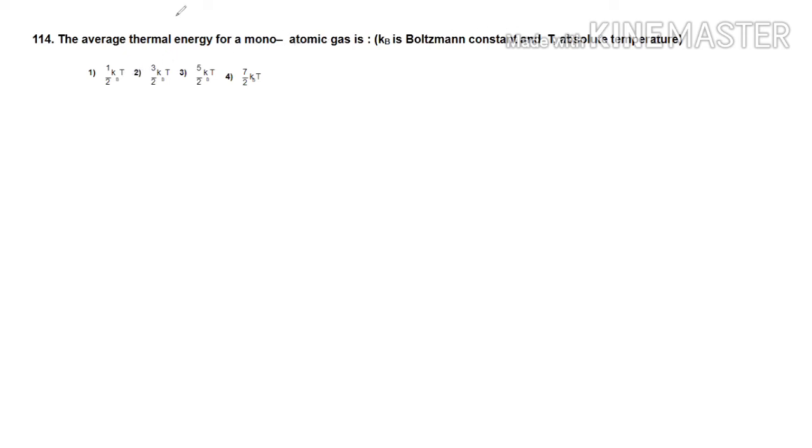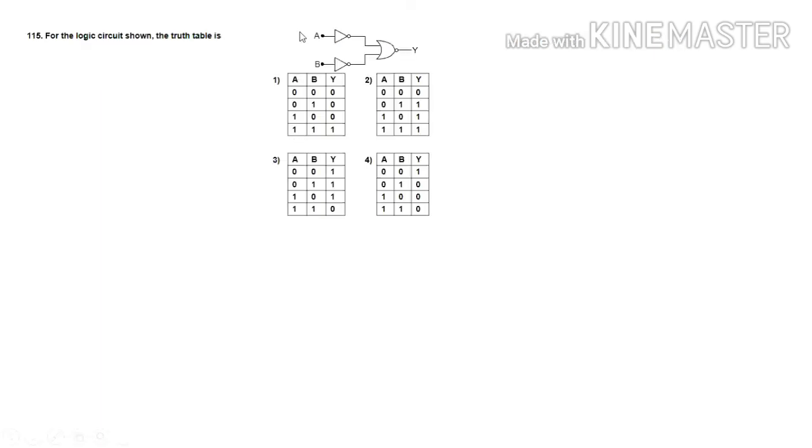Okay. Now we will see the next one. For a logic circuit shown, which truth table is going to be satisfied here? So here, if you observe this one, A and B are the inputs.